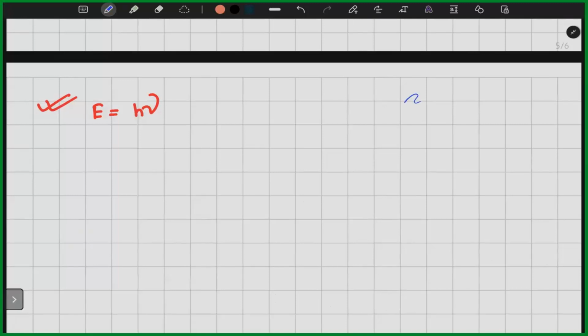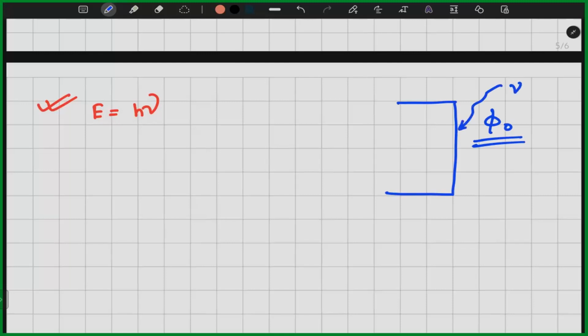We know there is some work function, I0. This is the minimum energy that should be provided by the radiation to the electron so that it can be emitted from the metal plate. Now let's say light of frequency nu is irradiated on this metal plate. In this concept, the energy of the radiation depends on the frequency, not on the intensity. This is the major difference.